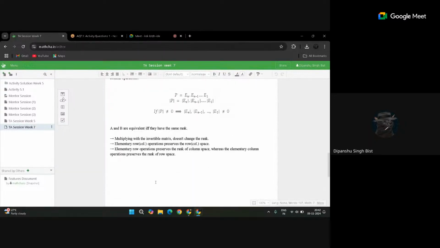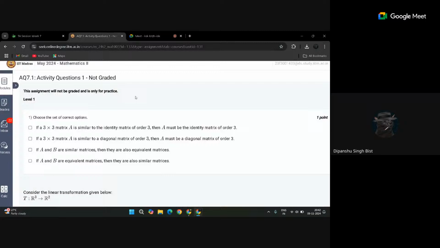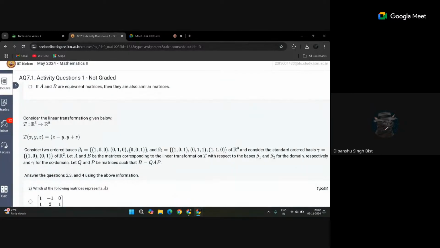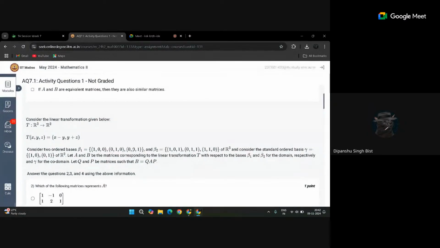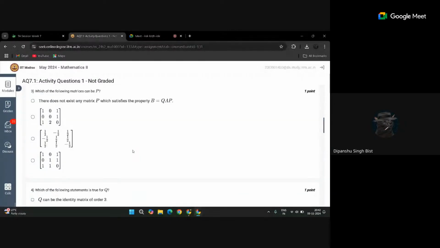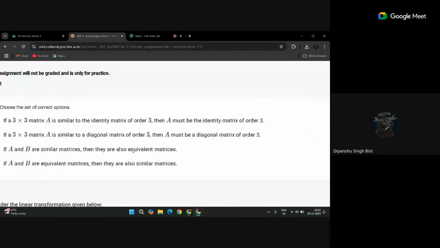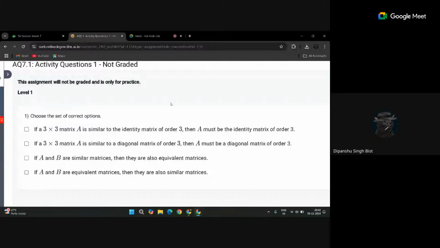Okay. So coming to the activities, let's discuss a few of the questions, and here only we'll get the question where we'll have to solve for P and Q. So here is your very first question. This is the correct set of options. If a 3 cross 3 matrix A is similar to the identity matrix of order 3, then A must be the identity matrix of order 3.